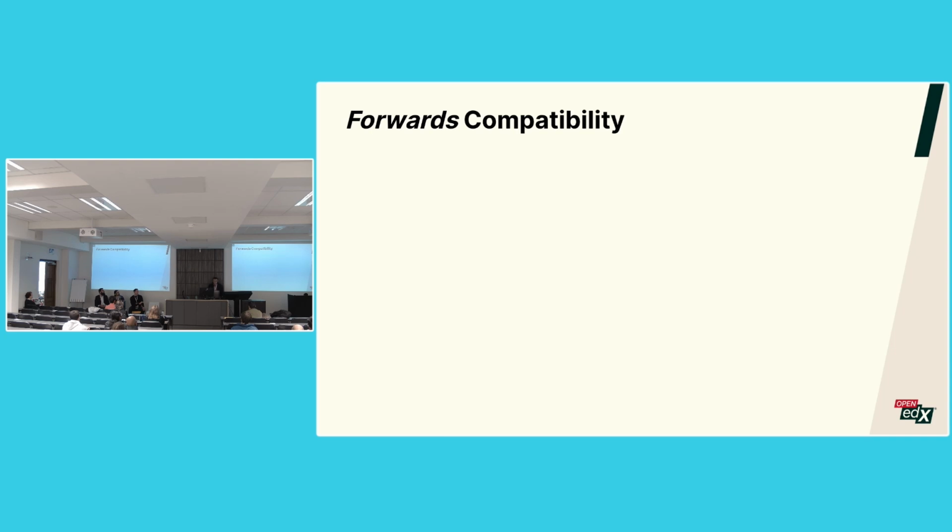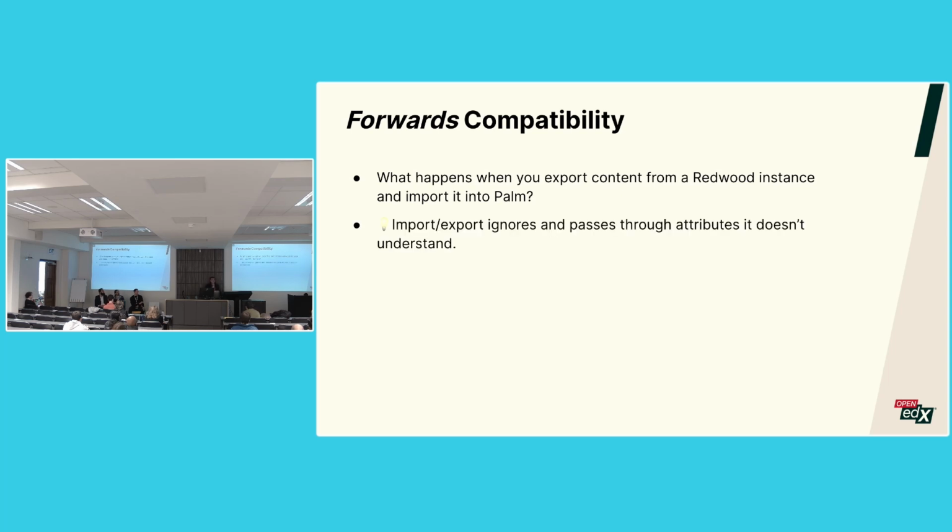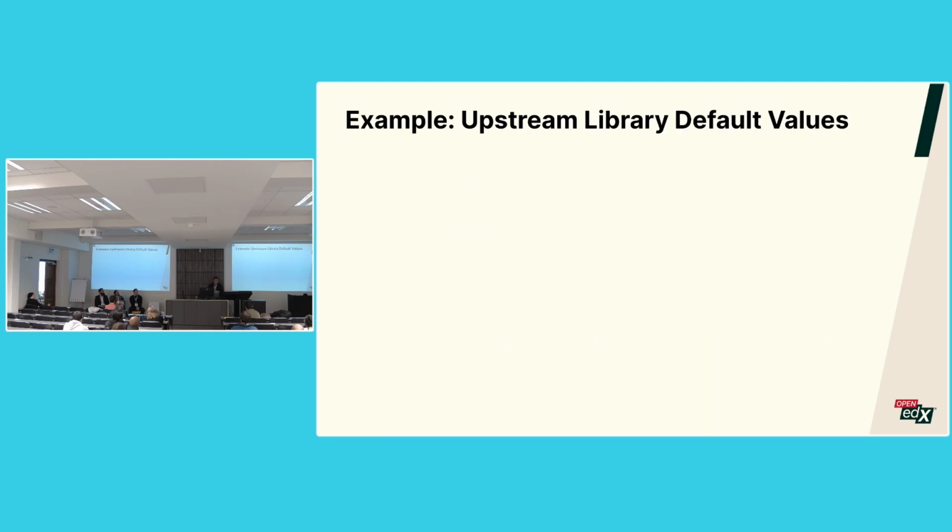The other thing to think about is forwards compatibility. What happens when you export content from a Redwood instance and import it into Palm? Things going the other direction. The important thing for you to know there is that import and export ignores and passes through attributes that it doesn't understand. This is your secret weapon. If I add this magic attribute to a problem tag, and I import it into an instance and export it back out, the system will ignore it, nothing will use it, but it will go in, and it will come back out.